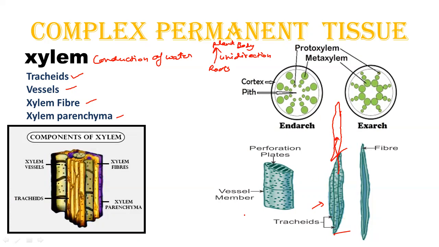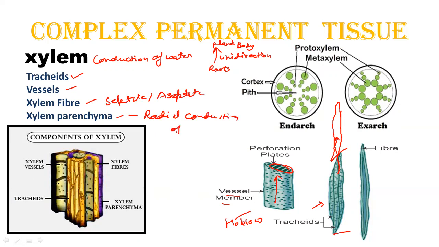Now vessels are made up of many cells called vessel members, and they are hollow from inside, and they have perforation plates, so water moves from one vessel to another. Now let's talk about xylem fiber. Xylem fiber provides mechanical support to xylem. It can be septate or aseptate. And xylem parenchyma helps in radial conduction of water.